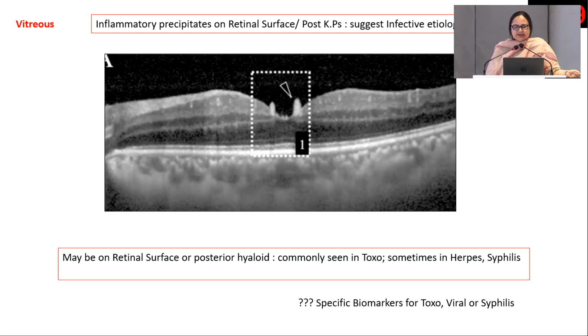Now, as this arrowhead indicates, you could have inflammatory precipitates sitting on the surface of the retina. So if you have these deposits, think of infection as a possible cause. They may be on the retinal surface or posterior hyaloid, and you see them commonly in toxo, sometimes in herpes and syphilis. Now, are there any specific biomarkers between toxo, viral and syphilis?